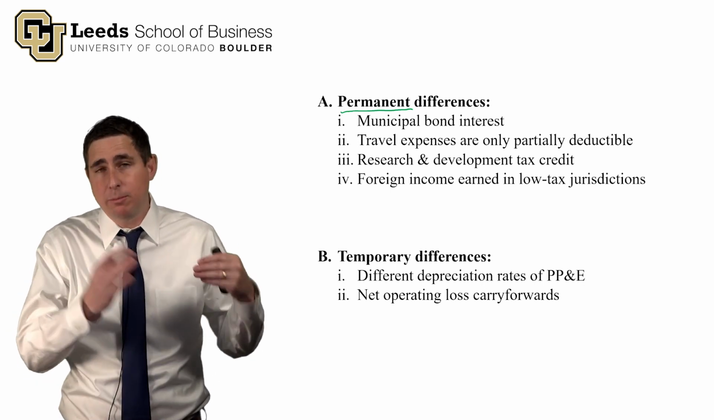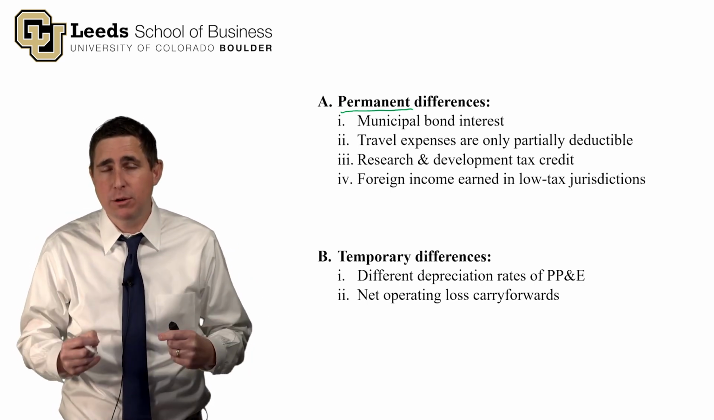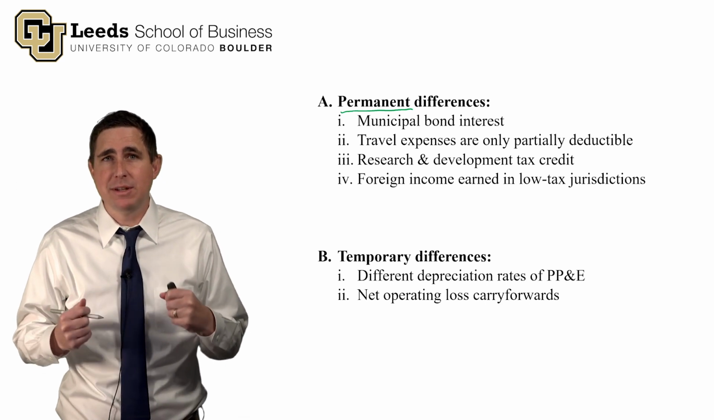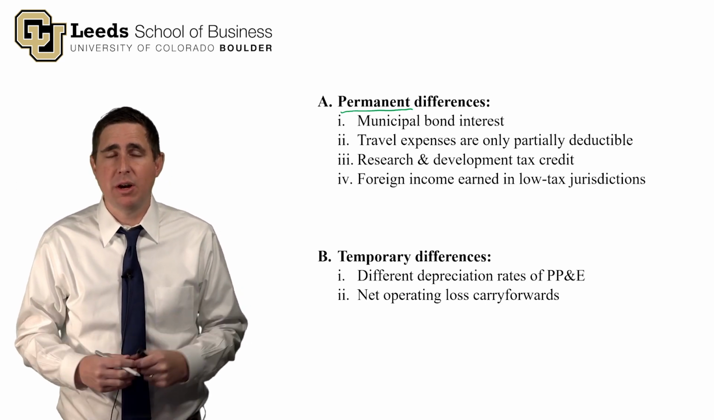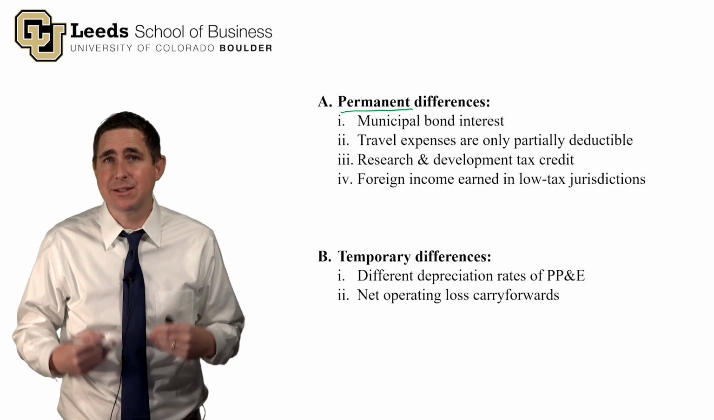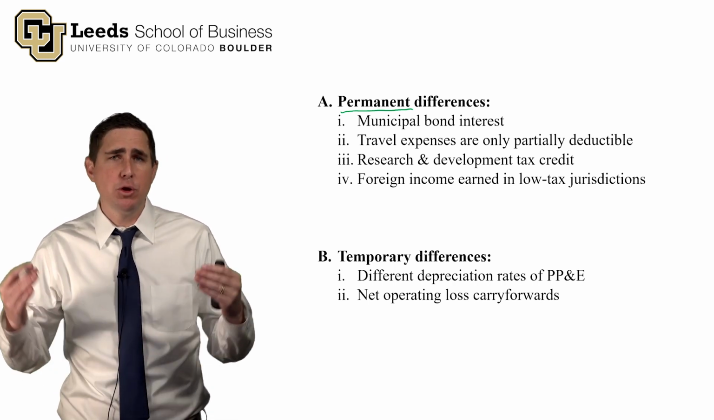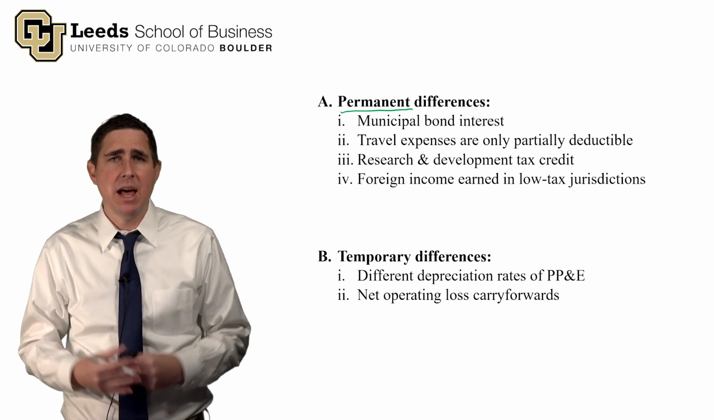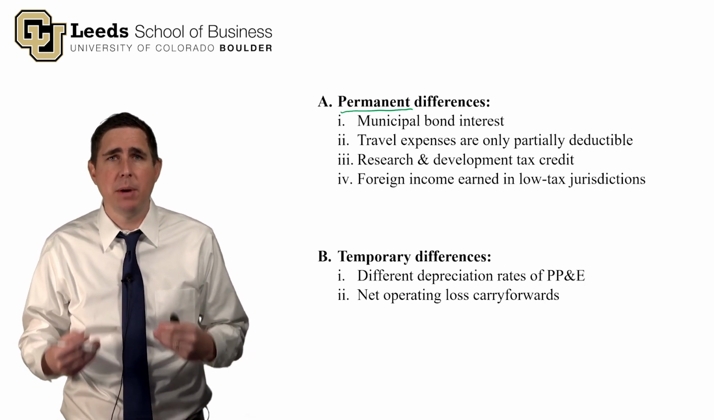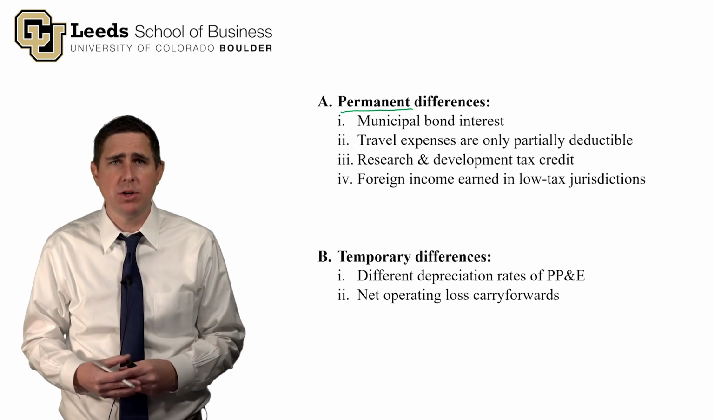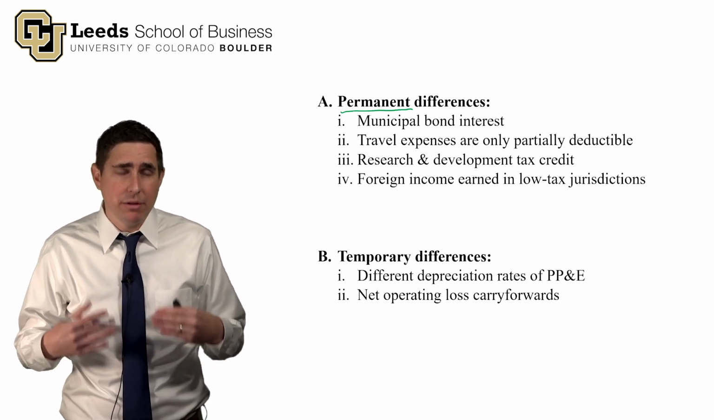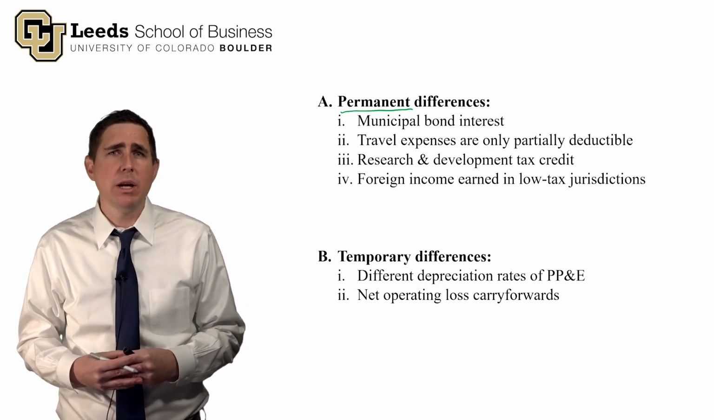Similarly, actually going back to the other direction, research and development, the government wants to incentivize companies to do research and development activities, and so they provide a tax credit, a benefit to do R&D activities. And that just reduces the total amount of taxes that R&D companies will have to pay to the government, okay? And that's a permanent reduction. And finally, the final example I'll go over is foreign income.